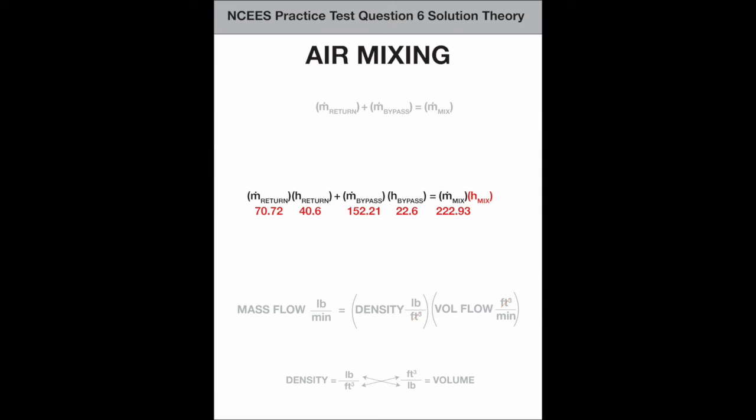70.72 times 40.6 plus 152.21 times 22.6 equals 222.93 times mixed enthalpy. Mixed enthalpy is 28.31 BTU per pound.